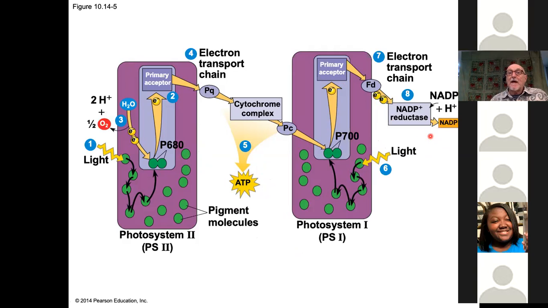I just thought of something that I needed to point out now. I want you to observe that we're going to be following protons as well. Just like NAD+, when NAD+ was reduced, it produced NADH and a proton. So same with NADP+. When it is reduced, it produces NADPH plus protons.